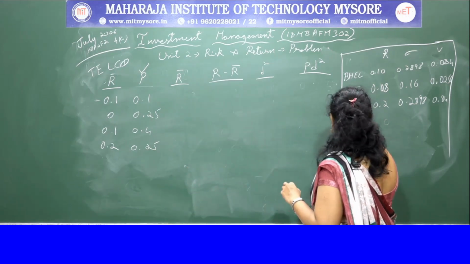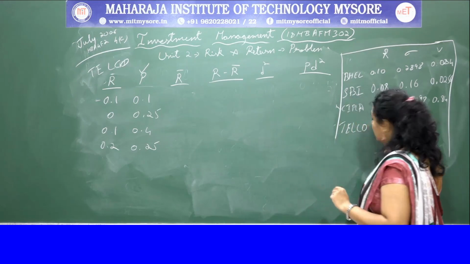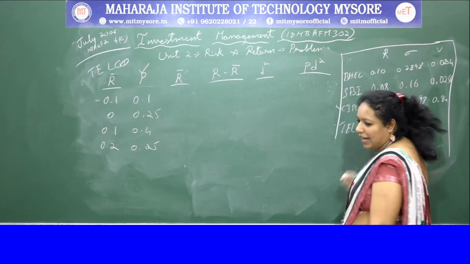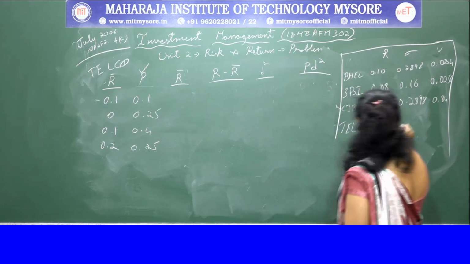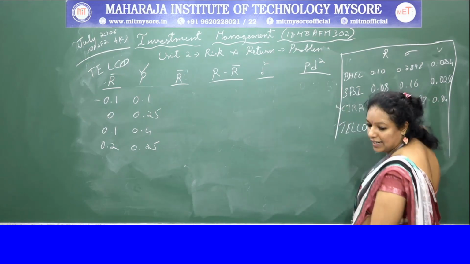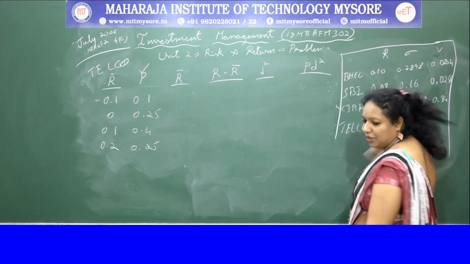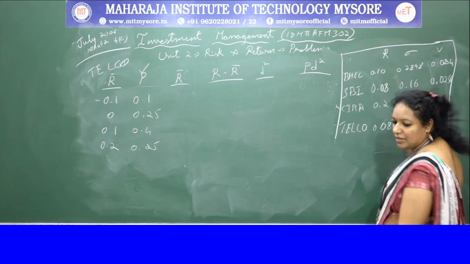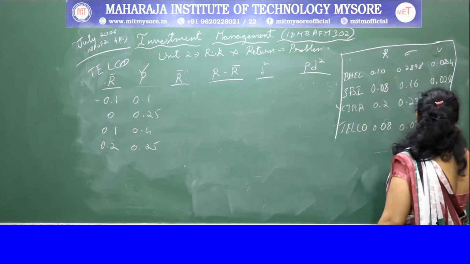Here, Telco. So the answer is 0.08, 0.0927. Once you finish calculating, you can cross check, 0.0086.